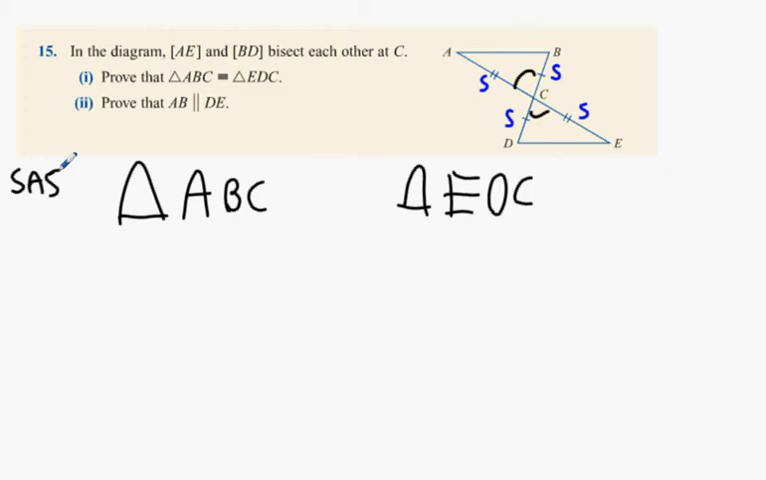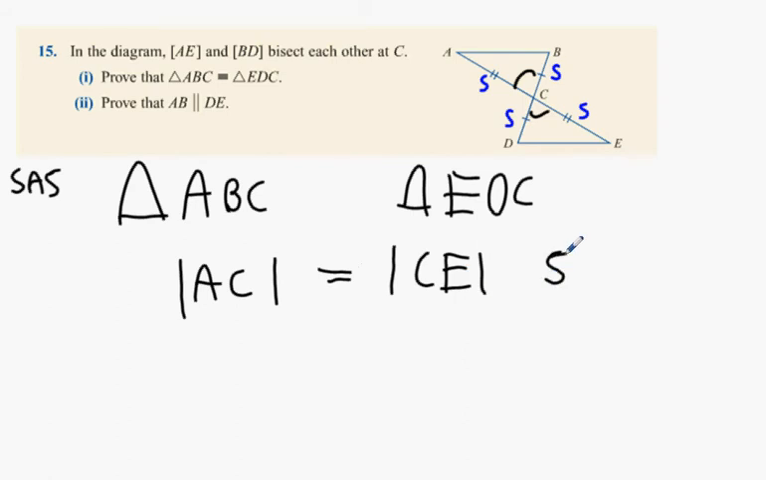No, that's an angle. A to C is the side. So the line AC, which is a side, is equal to what side on the triangle EDC? C to E. That's your side. And it's given in the question, isn't it? It tells you in the question that they're equal. Now we're on the angle.